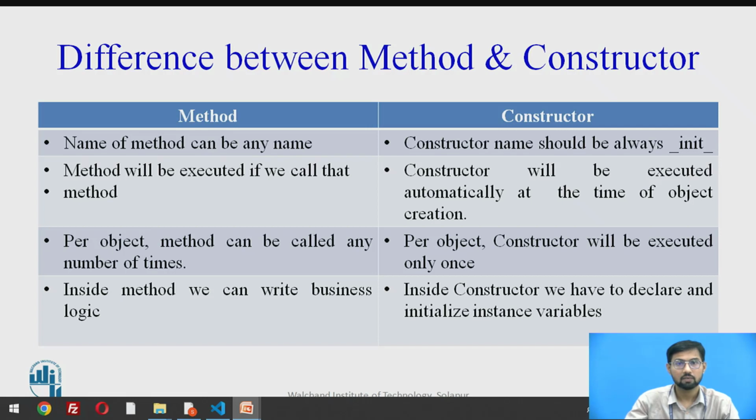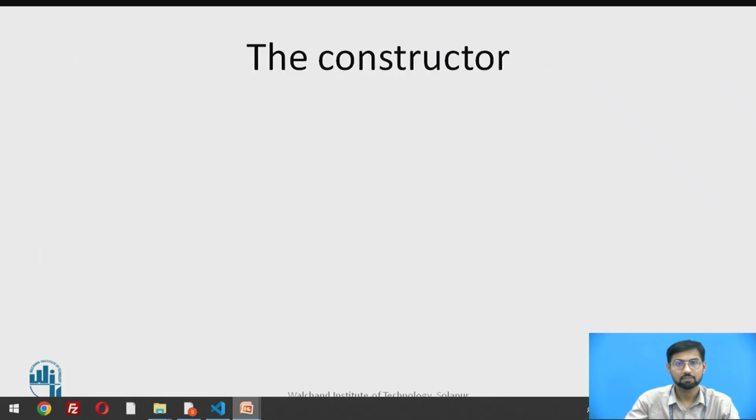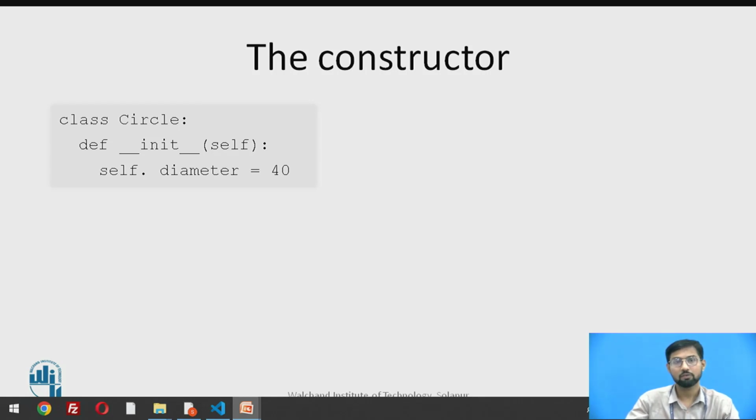Let's move ahead with a new part of constructor. We are now moving to see the different examples, how it evolves from the basic example. In the basic example, we are creating a class Circle. Then we define __init__(self), and self.diameter = 40. Here, if you observe, self as a single argument is considered for the constructor.